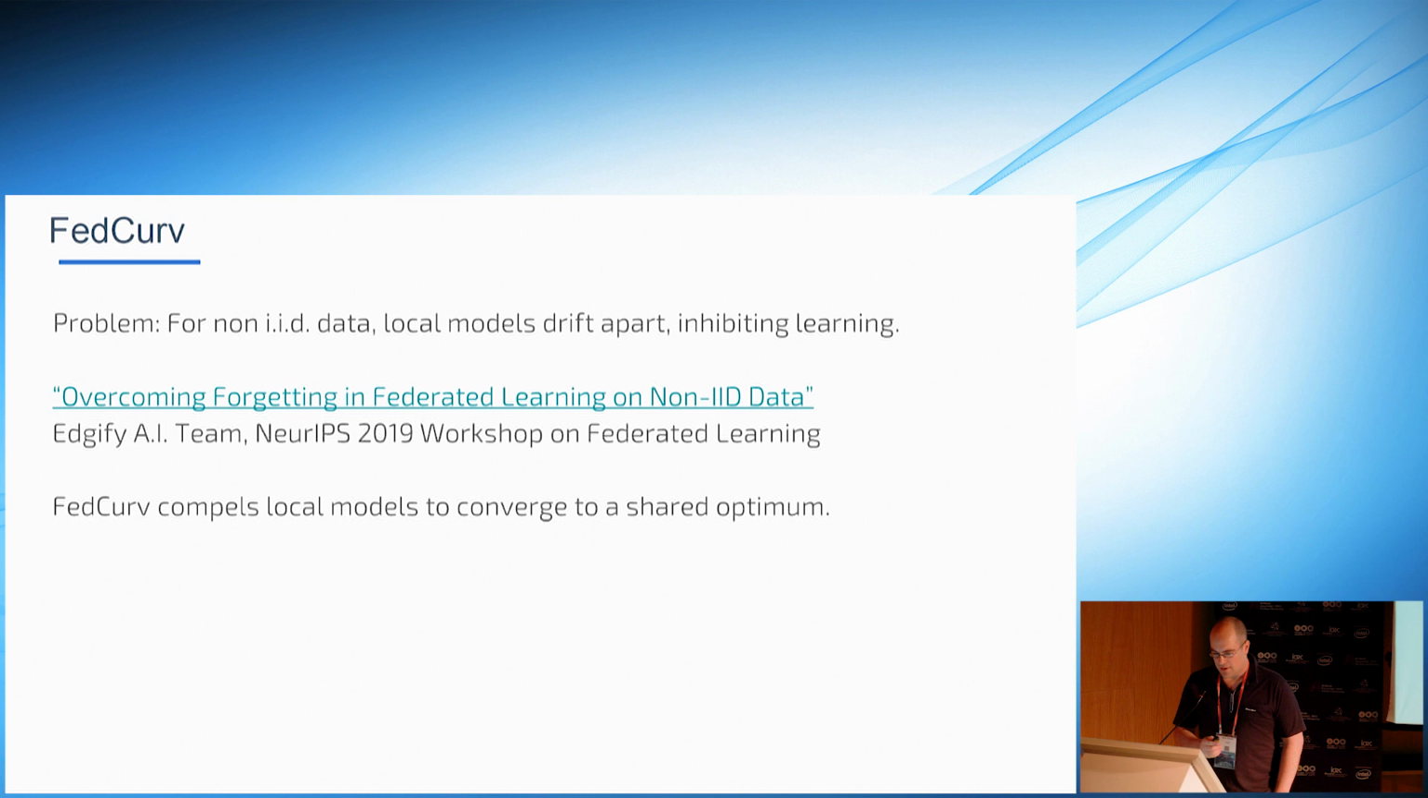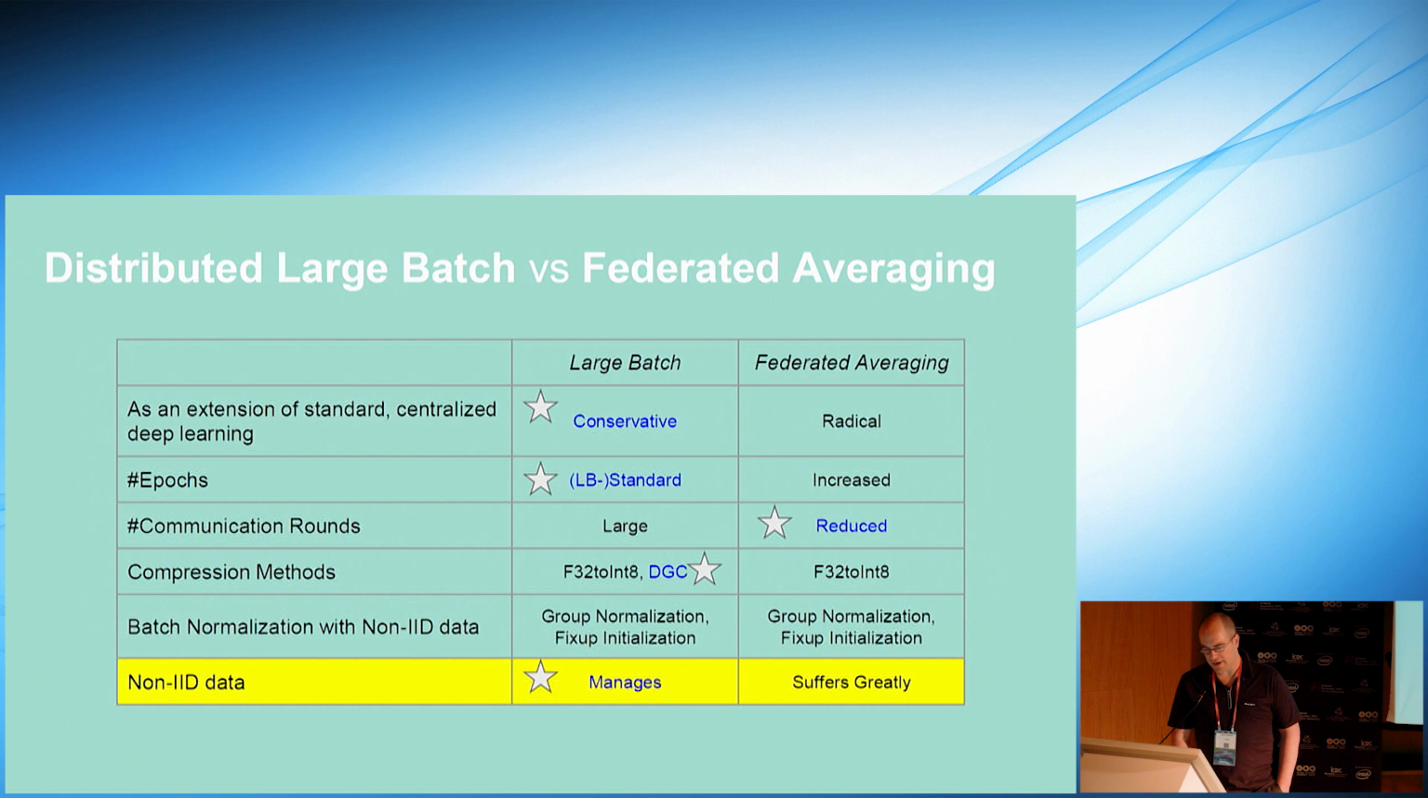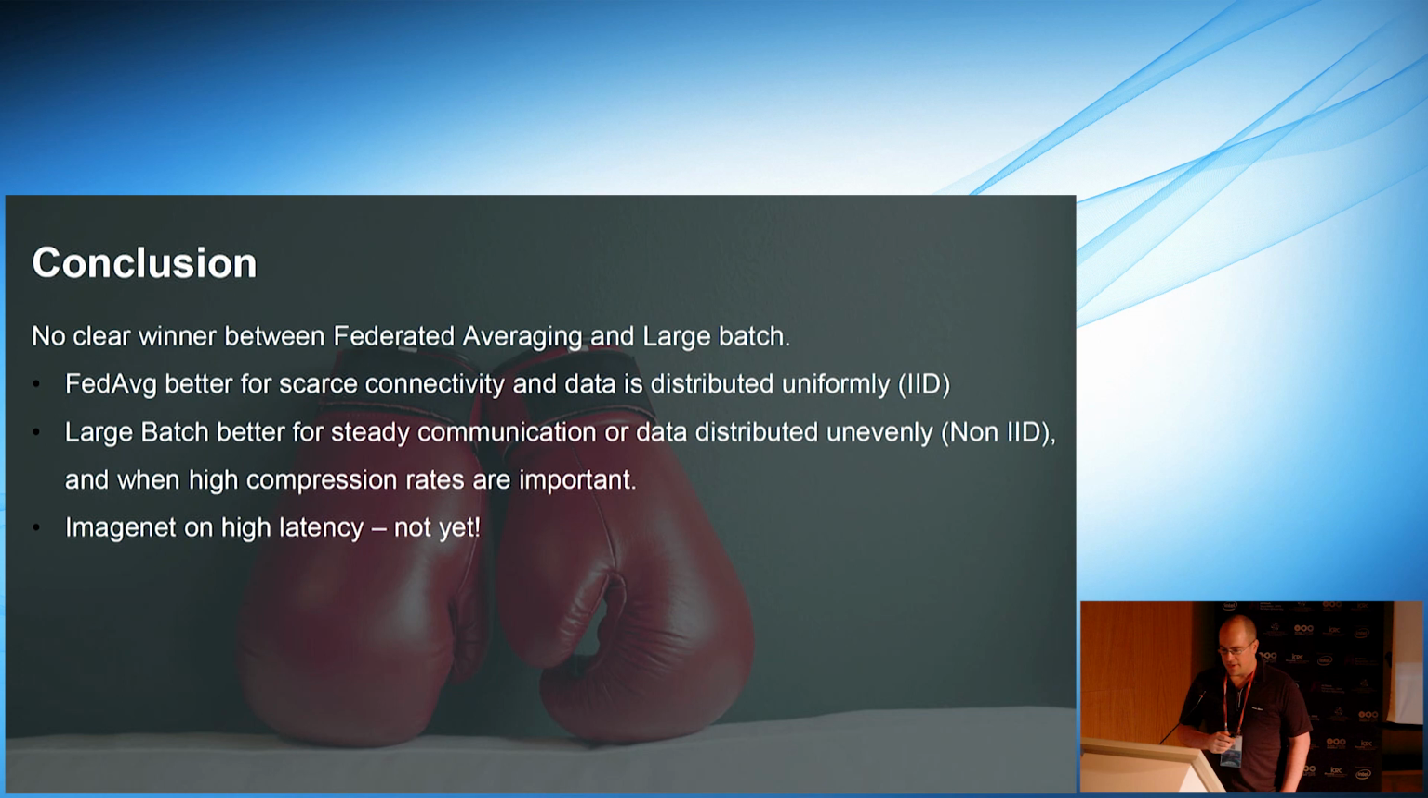So this goes some way in making the situation better, but still federated averaging suffers greatly when the data is not IID. And that's actually the bottom line I have here for comparison between these two, which leaves us with an unsatisfying non-winner. But I hope that it at least makes clear that the buzzword of federated averaging should still be taken with a grain of salt when you're trying to decide what's best for your situation. So that's when comparing between them.